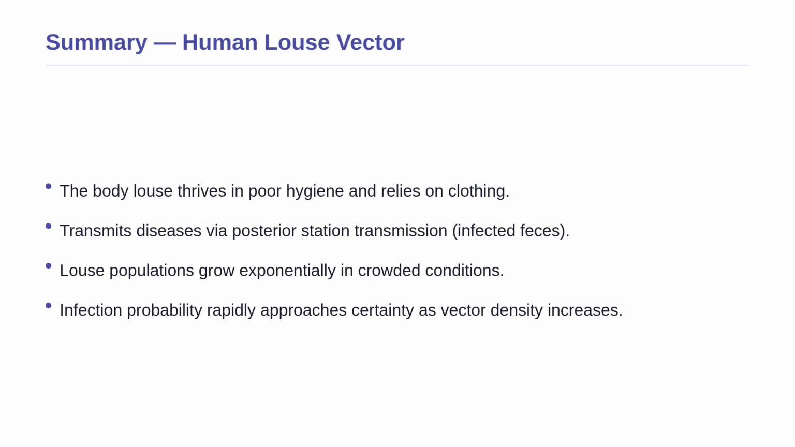As we conclude our lecture, let us review the most critical insights we have uncovered about the human louse. First, we learned that the body louse thrives in poor hygiene and relies on clothing to survive and multiply. Second, we discovered that it transmits deadly diseases like epidemic typhus through posterior station transmission, where infected feces are scratched into the skin. Finally, our mathematical models proved that louse populations grow exponentially, and the probability of infection rapidly approaches certainty as vector density increases.